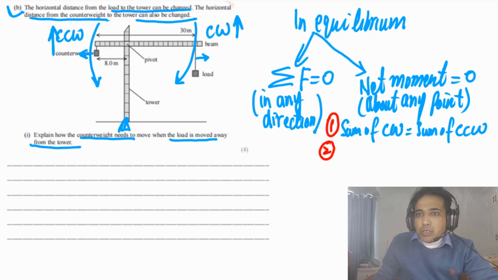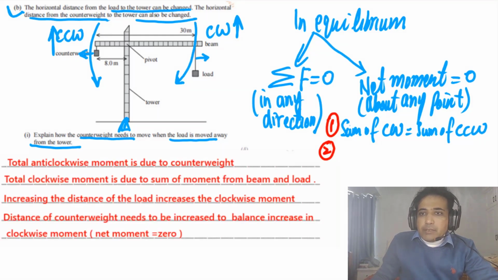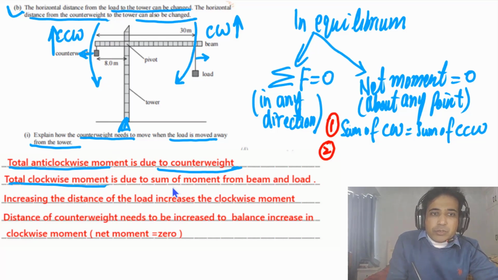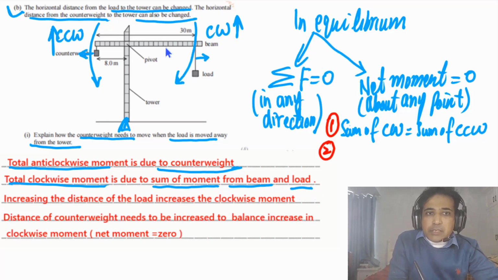So let me explain how you can write down these 4 marks. The first point, you can say the total anti-clockwise moment is due to the counterweight, meaning due to this counterweight. The total clockwise moment is due to the sum of moments from the beam and the load, because this beam also has mass, so it has a center of mass.